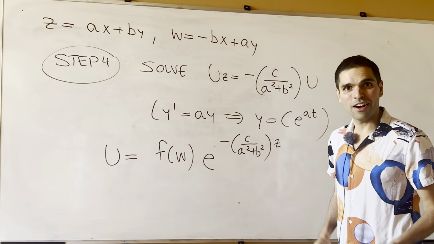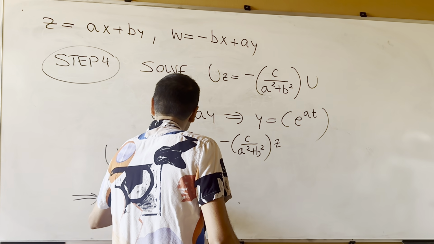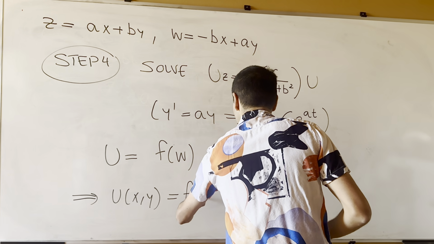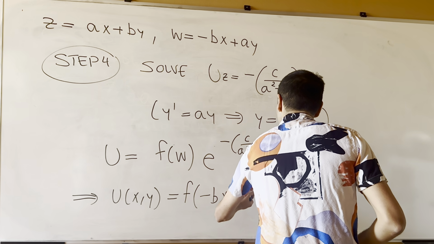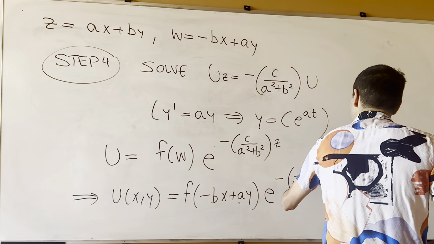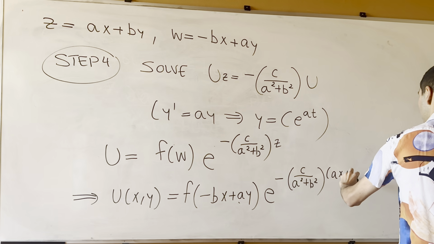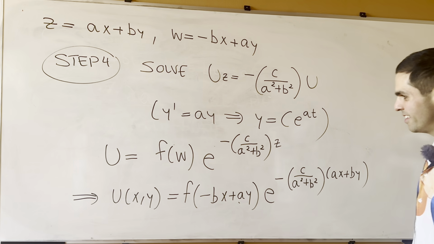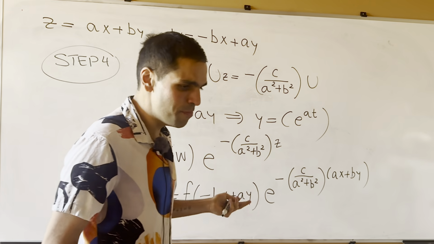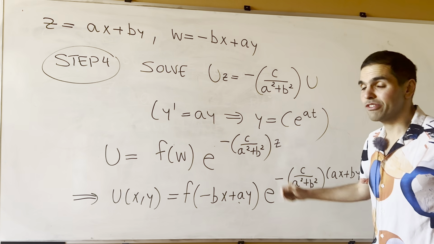And so summa summarum, in the end, we do get our formula. So what is U of (X, Y)? It's f of W, so f of (-BX + AY), and then e to the -C over (A² + B²), and then Z is AX + BY. Which is very, very cool. So in other words, using coordinates, we simplified our PDE to the extent that we were able to solve it, and then we were able to solve for U.